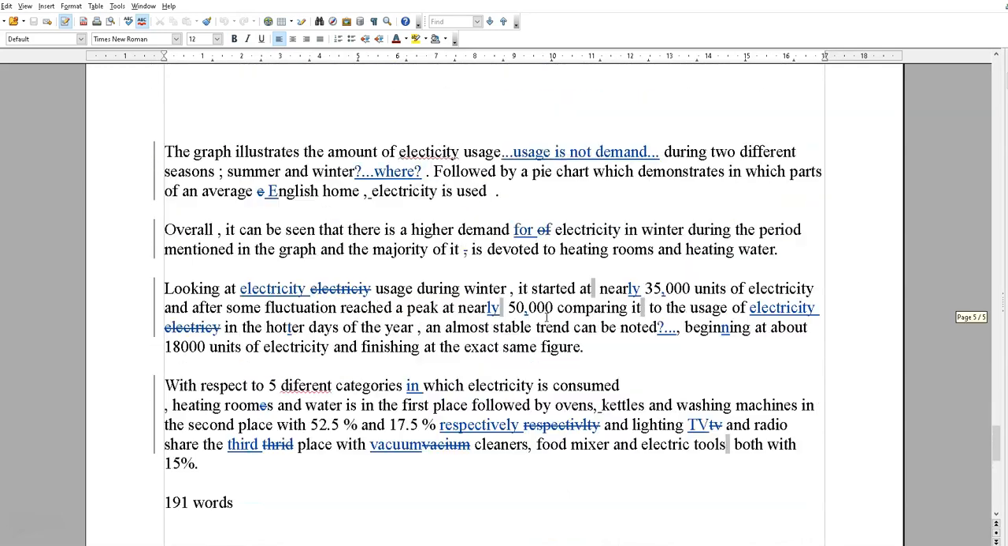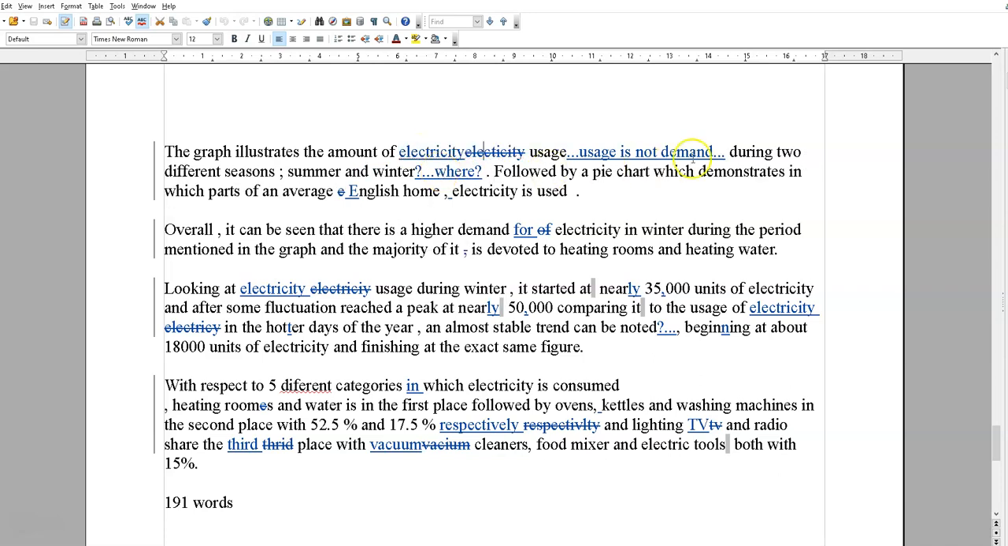This should be the final one. Demand is not usage. Electricity. Two different seasons: just simply say summer and winter. But where? It's in England. Which parts of an average home? Well, it's not which parts of a home, because it isn't like in the kitchen, it is used in the bathroom. So it's not the actual parts. That doesn't really work either. Overview: it's got more or less two key features. You can maybe mention a little bit more there.